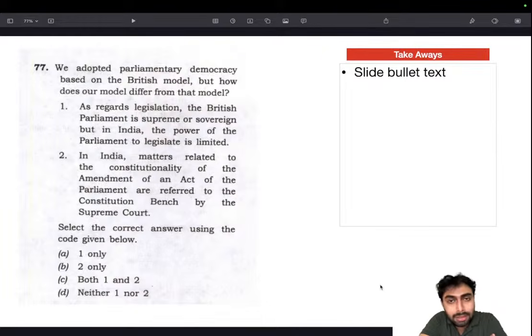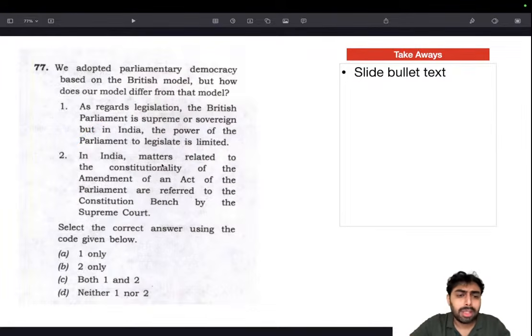The judiciary is just the interpreter. So in practice, the judiciary has got an upper hand when it comes to legislations or annulling the legislations. But in principle, it's constitutional supremacy. So in short, the British Parliament has got parliamentary supremacy. On the other hand, the Indian Parliament has got constitutional supremacy. We are limited by the Constitution and its basic structure. So one is right: in India, the power of Parliament to legislate is limited. Why? Because we have judicial review and the basic structure doctrine.